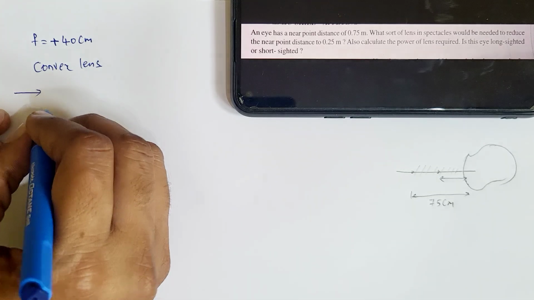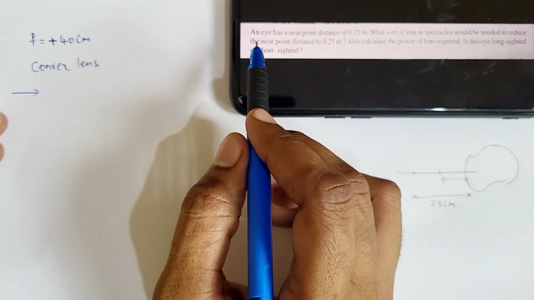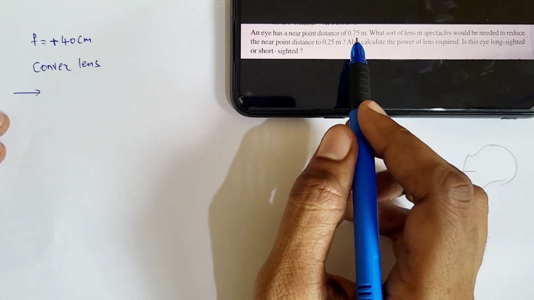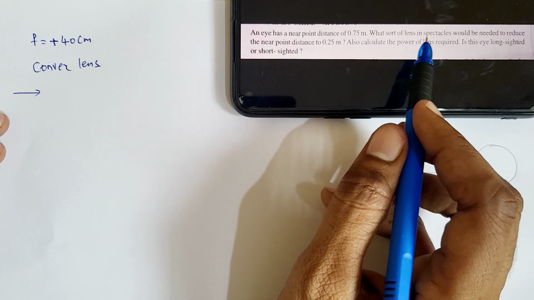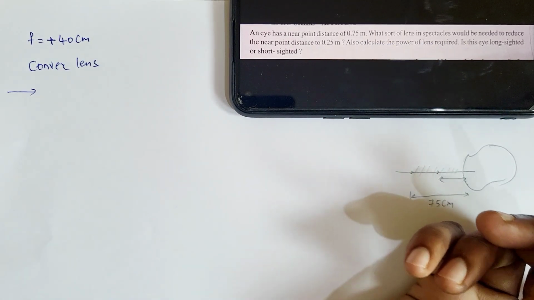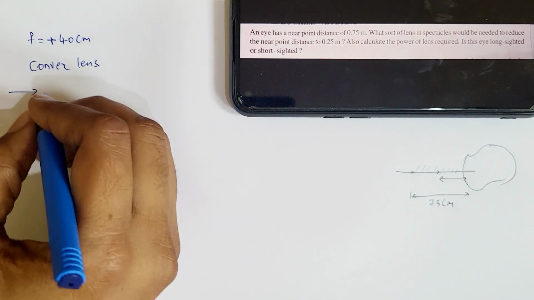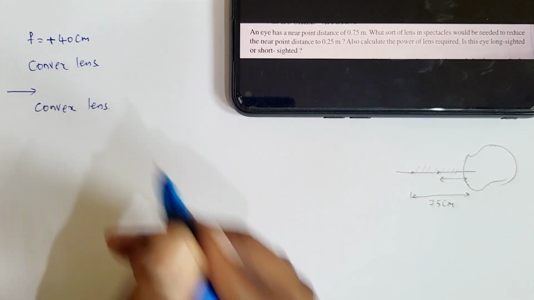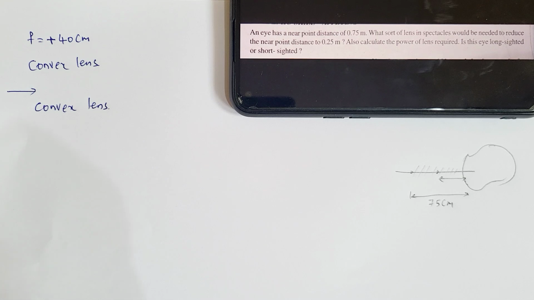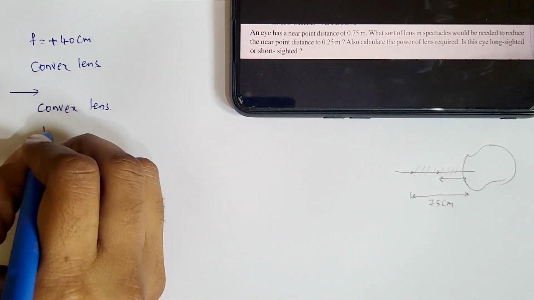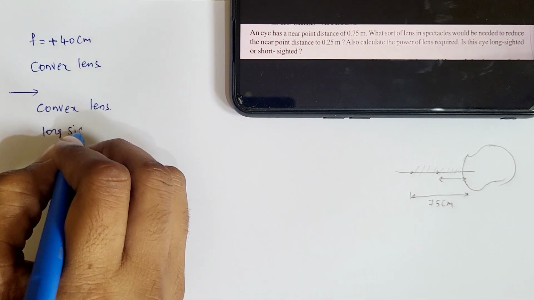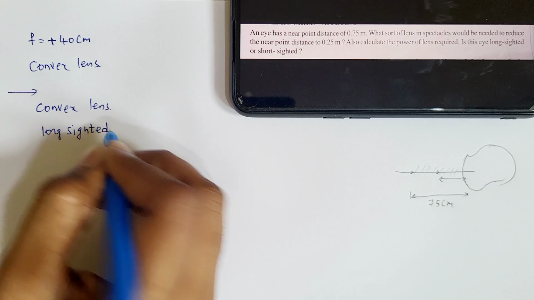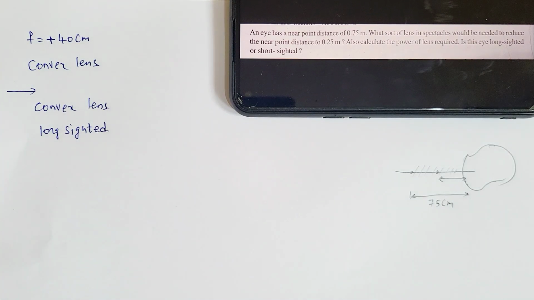For this, the answer will start from here. Near point distance of 0.75 meters. What sort of lens in spectacles would be needed? Which spectacles will we need? Hypermetropia. We are going to use convex lens only. Also calculate the power of lens required. Is the eye long sighted or short sighted? Which sighted is it? It is long sighted, right?